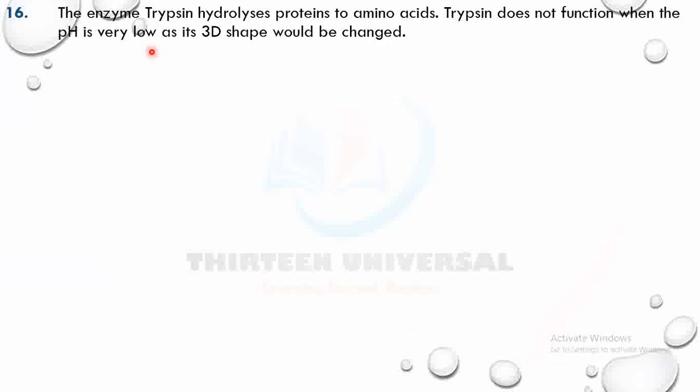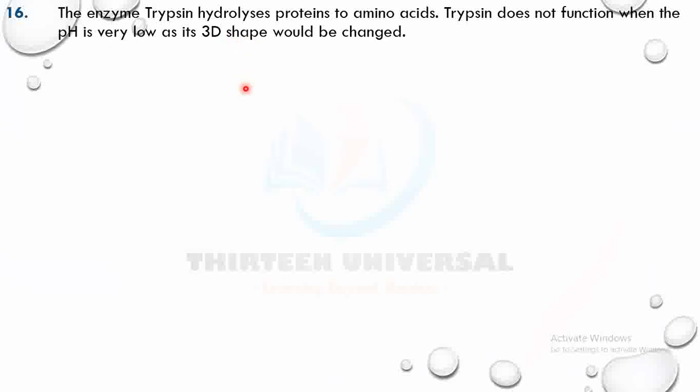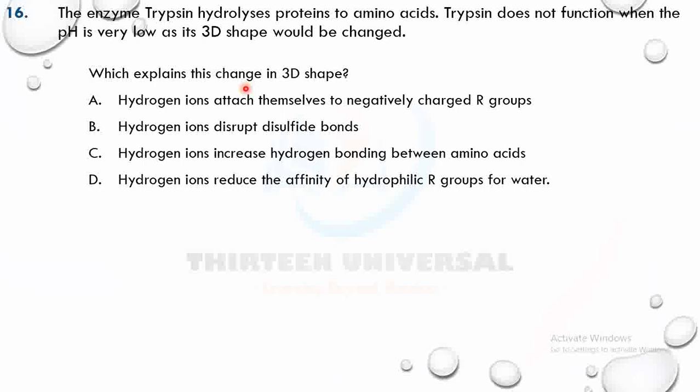Question 16 says the enzyme trypsin hydrolyzes protein to amino acids. Trypsin does not function when the pH is very low, as its 3D shape will be changed. Which explains this change in 3D shape if the pH is very low? They said that if the pH is very low, the 3D shape will change.